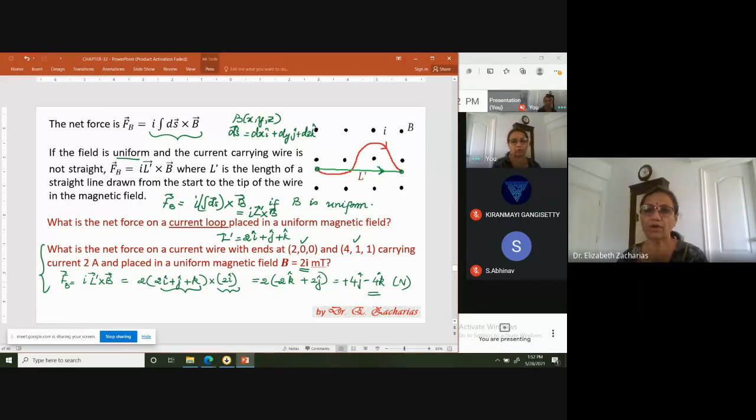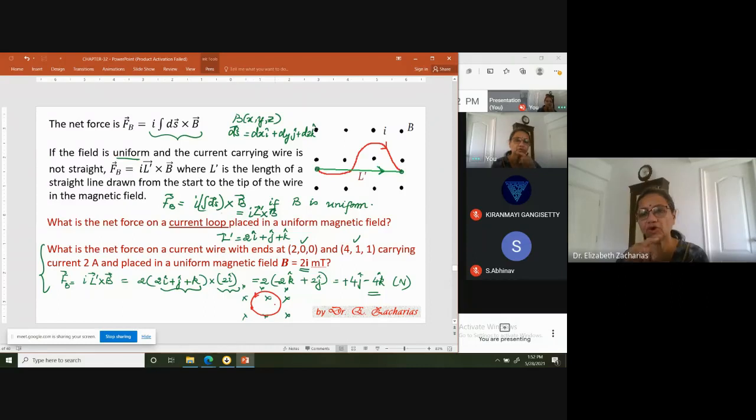Now I'm going to ask you a question. What happens if you take a wire and put it in a uniform magnetic field, and the wire is going to start like this and end like this? And there is a current. So what kind of a current am I talking about? I'm talking about a loop of current, a closed loop of current.